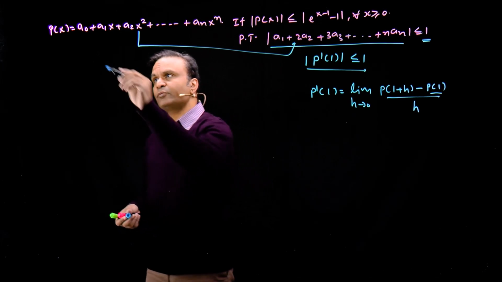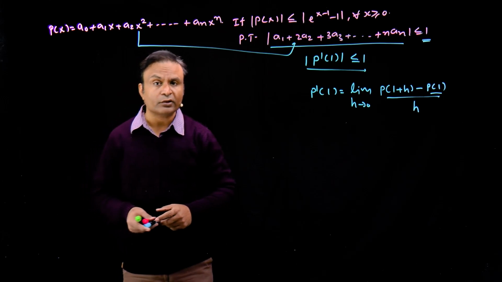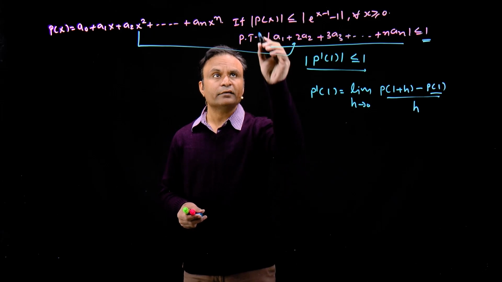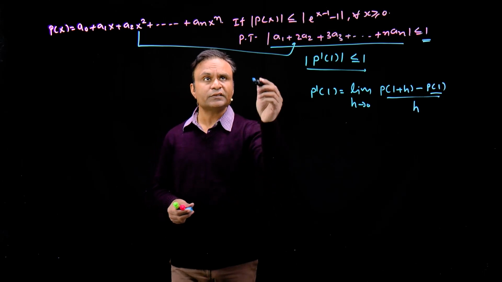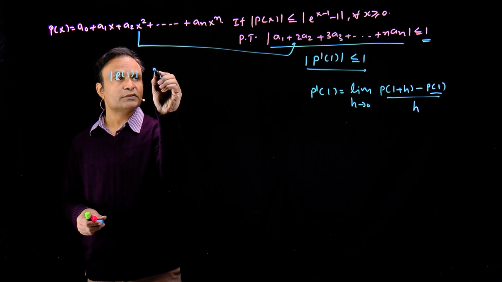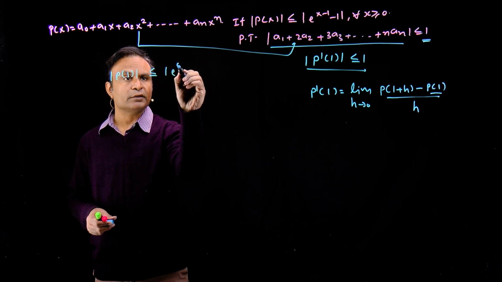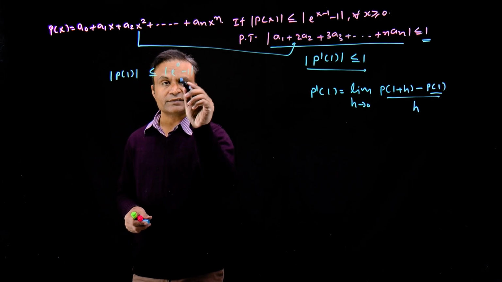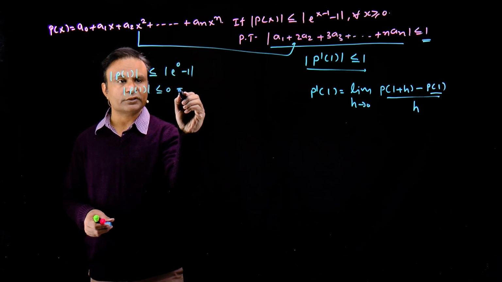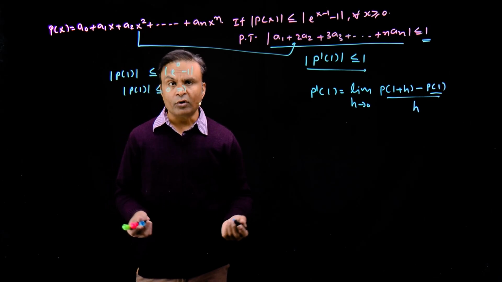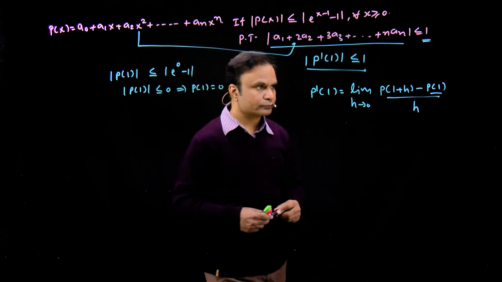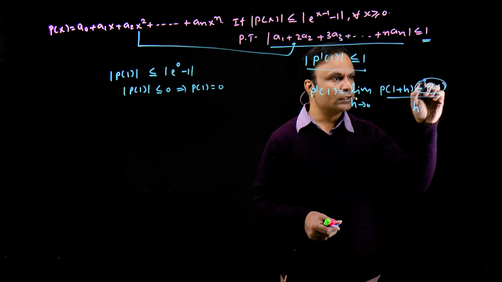Okay, there's no point in putting x is equal to 1 here, otherwise we will get p of 1 as a0 plus a1 up to an. Better we use this inequality. In this, if I put x is equal to 1, I get modulus of p of 1 less than or equal to e power 0 minus 1. And now this is 1 minus 1, 0, so modulus of p of 1 less than or equal to 0. Again, modulus of p of 1 can't be negative, so p of 1 is equal to 0. So this value is now 0 here.